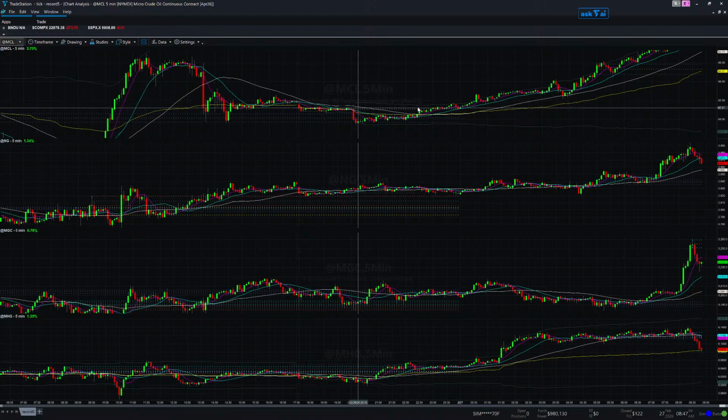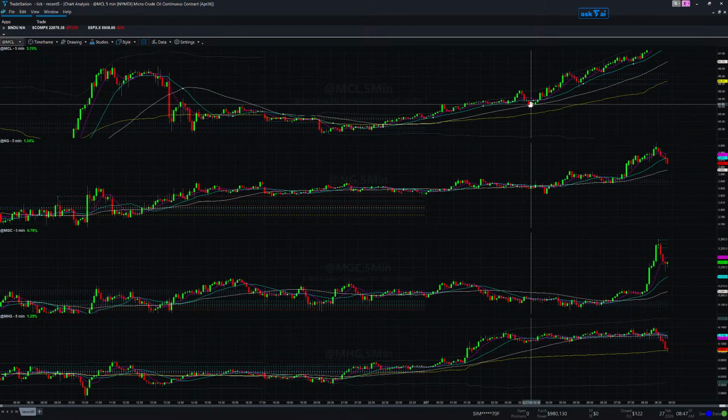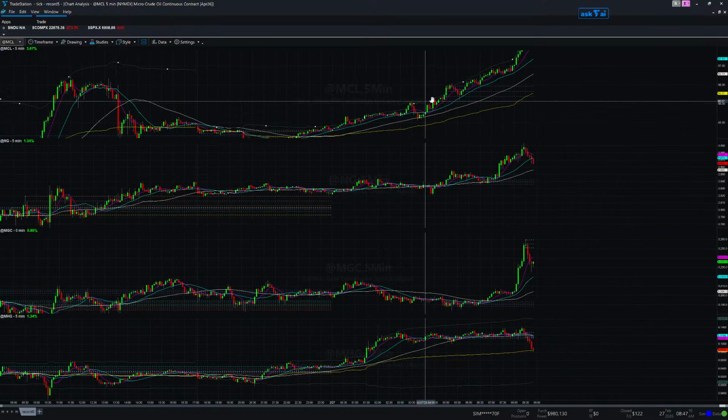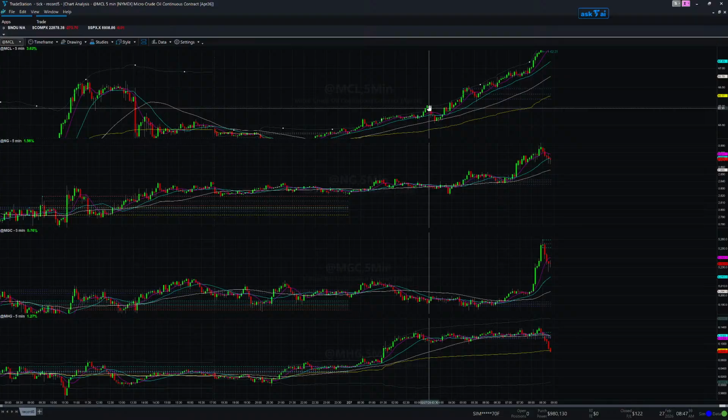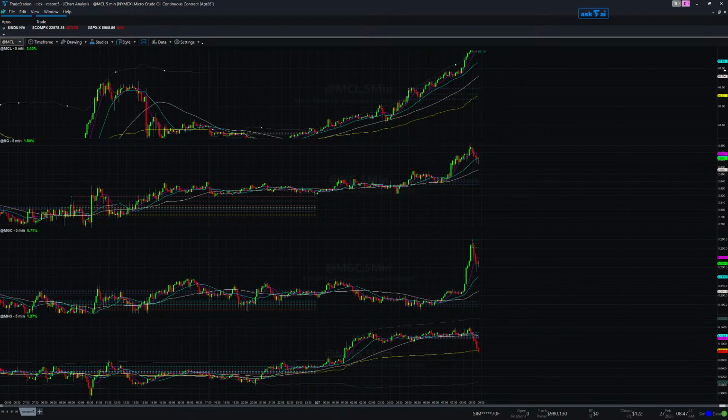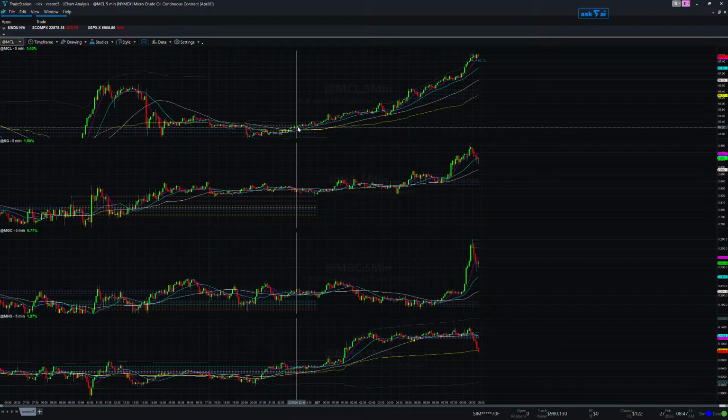All right, so you see oil here. This was the Asian session right here. It sold off, and at 8:10 it bottomed out, catching this area as a support area. It's basically been trending up since 8 p.m. yesterday. That's a big move.